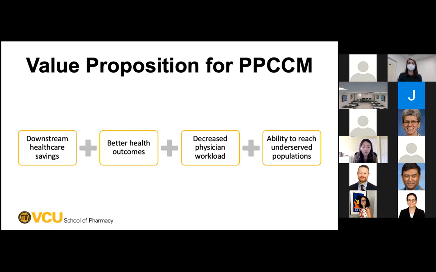And then next is decreased physician workload. By allowing pharmacists to help manage patients with chronic conditions, this definitely alleviates the physician workload. Physicians will then have more time to treat more complicated patients or work on their other administrative tasks. And finally, the ability to reach underserved populations. There's a significant health professional shortage in rural areas, and people living in these areas do rely heavily on their pharmacists for their healthcare needs. Therefore, pharmacists are in a unique position to fill the shortage gap and reach these underserved populations.